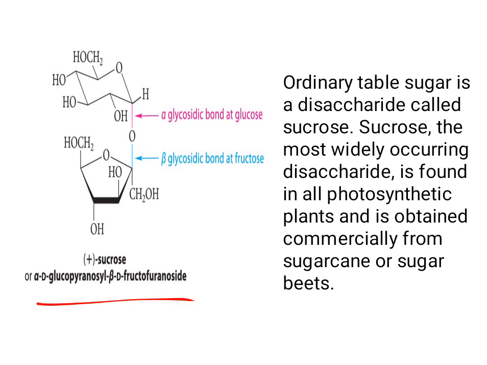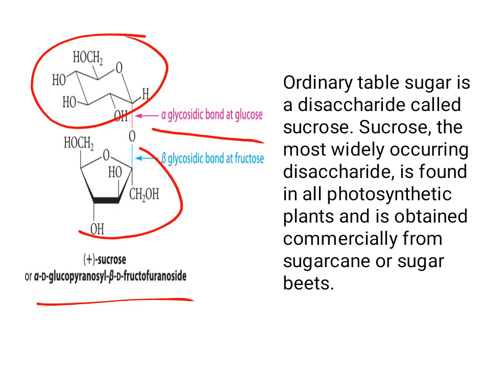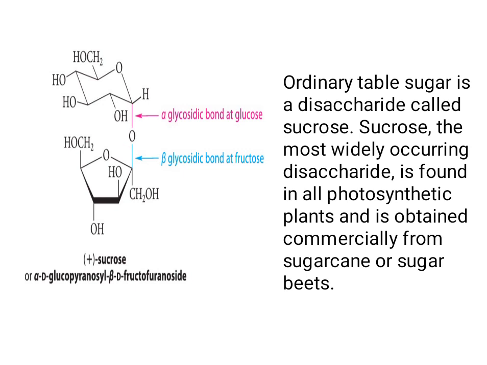This is the structure of sucrose, where you can see the glucose unit is bonded with the alpha bond, and this fructose unit is bonded with the beta bond. You know, in Haworth projection, the upward bonds are the beta bonds.